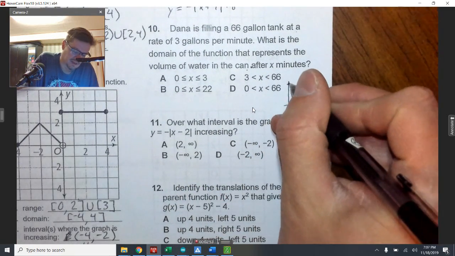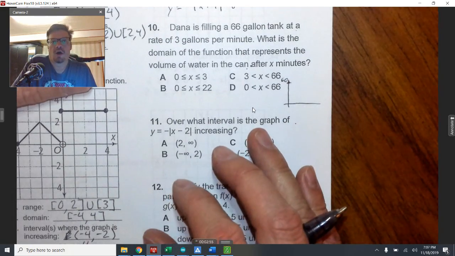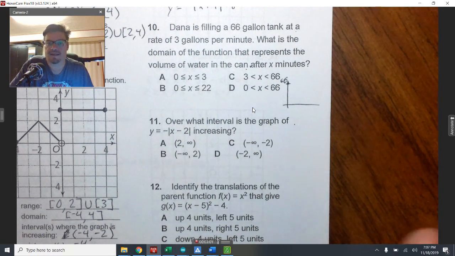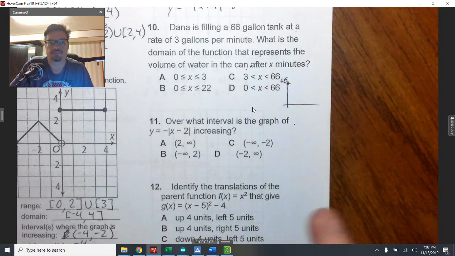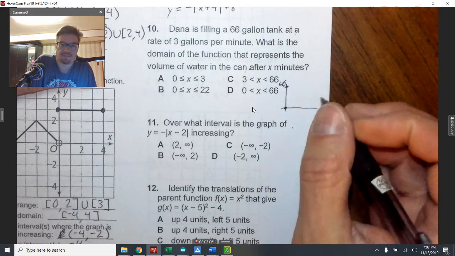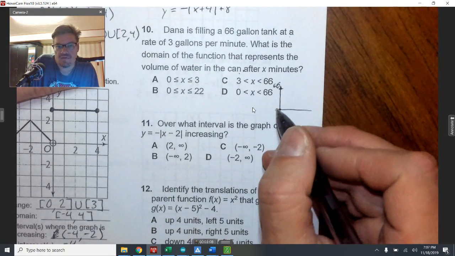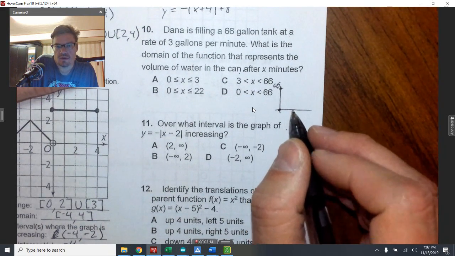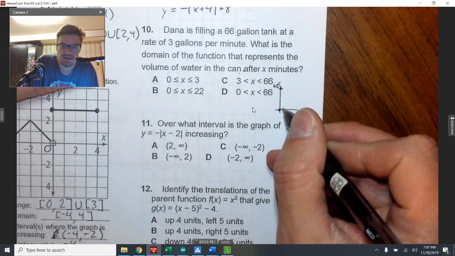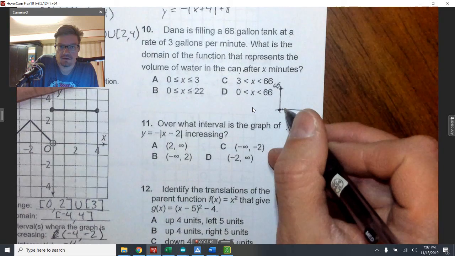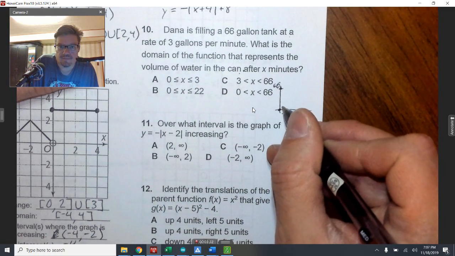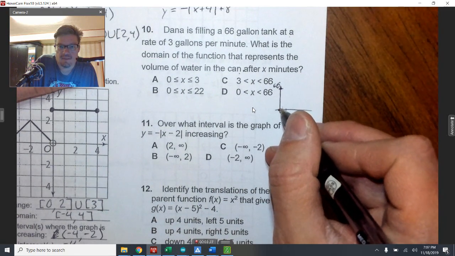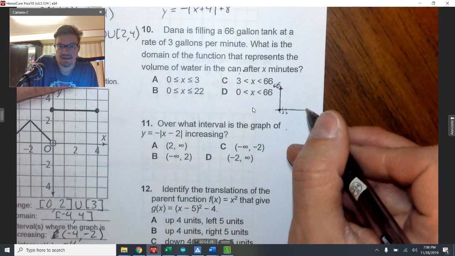All right. So here's 66. I'm sorry. At time 0, how much water is in the tank? 0. And over time, every 3 gallons will be filled per minute. So how many minutes does it take to fill 1 gallon? That's 3. Then I go 6. All right, how many minutes is it going to take for me to get to 66?